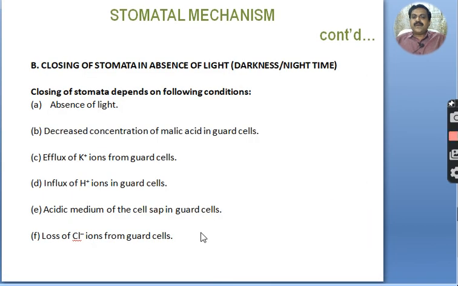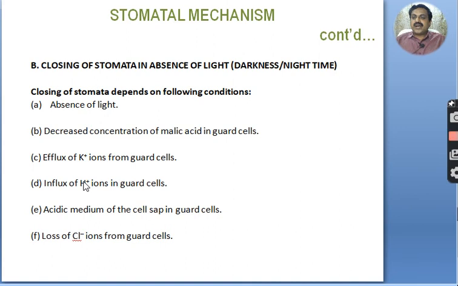Now the same thing during night time, how the stomata closes. The closure of stomata during night time is because of absence of light. There is no light in the night time. And when there is no light, there is decreased concentration of malic acid in the guard cells, automatically it reduces. And efflux of potassium ions. Potassium ions entered the guard cells earlier. Now they leave the guard cells.